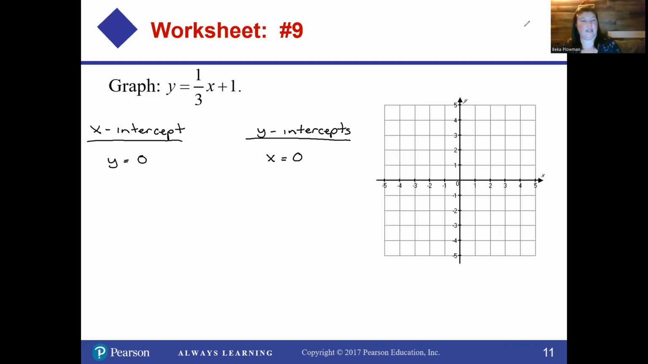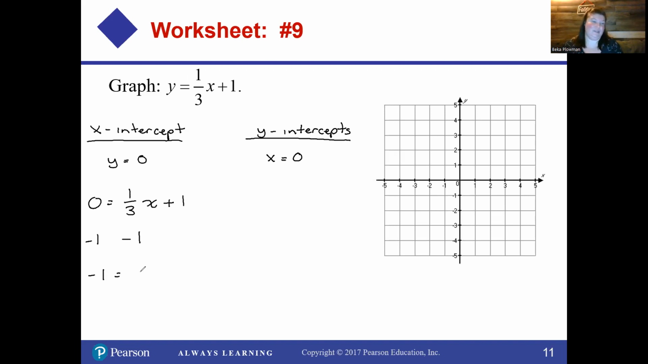So hopefully you were able to take a minute and do this. So once again, looking for x and y intercept. X intercept is when y equals 0. So we're going to have 0 equals 1/3 x plus 1. I know we reviewed this not too long ago, but we'll go through it again. I want to solve for x, so I'm going to first subtract 1 from both sides.